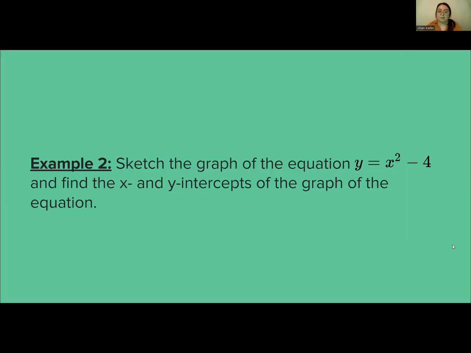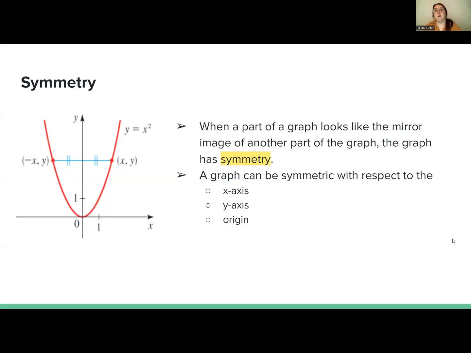All right, we just finished up example 2. Now we can move on to our next concept here. So this is going to be where we enter in newer concepts. It's the concept of symmetry, and then we're also going to work with circles.